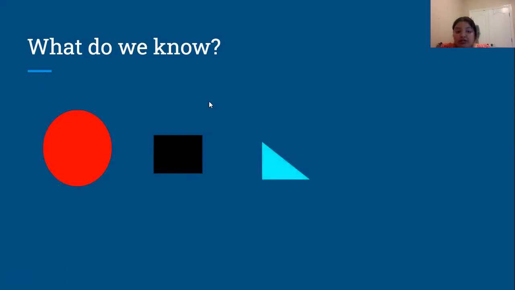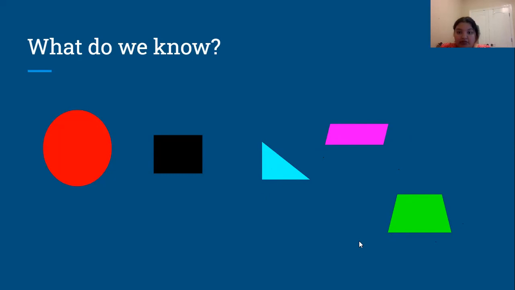Then we have a triangle, and this one also has one face. So our triangle has 1, 2, 3 vertices, 1, 2, 3 lines, and then one face, correct? Then we have our parallelogram, has 1, 2, 3, 4 vertices, 1, 2, 3, 4 edges, and one face. Then we have a trapezoid. It has 1, 2, 3, 4 vertices, 1, 2, 3, 4 lines, and then one face.